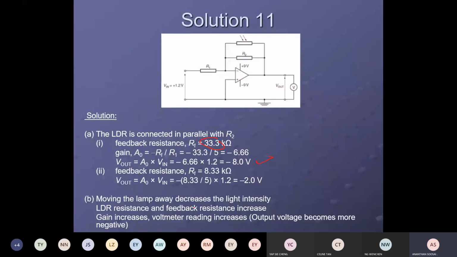Moving the lamp away decreases the light intensity. LDR resistance, feedback resistance increases. Gain increases. Voltmeter reading increases. So this is like a 3 marks question. Any part you don't understand in the working?